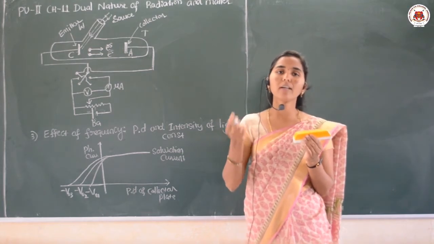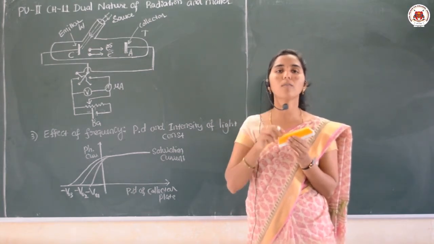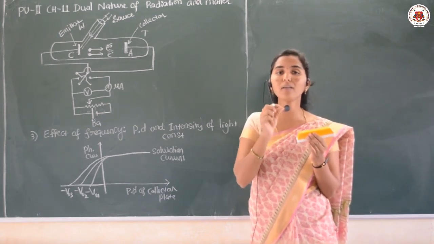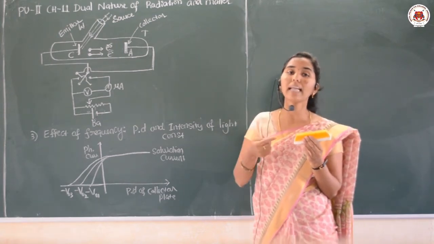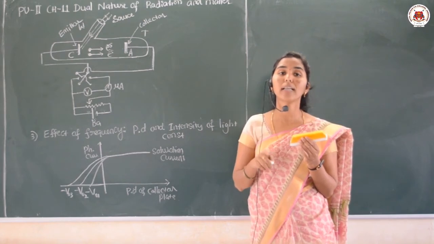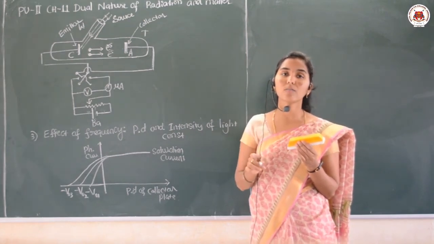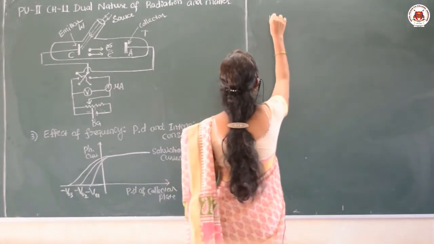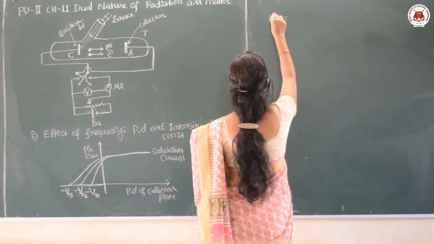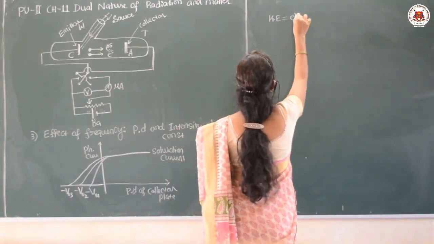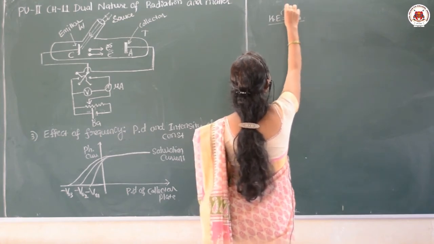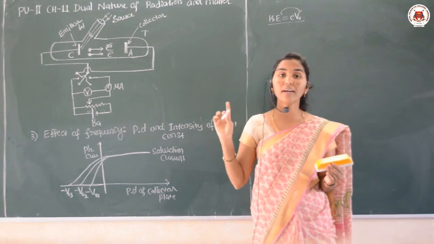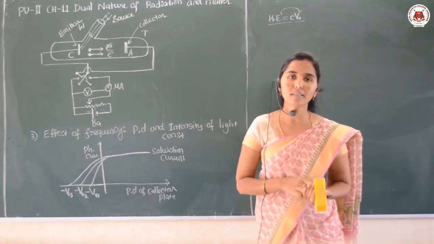Then if you incident a radiation of a higher frequency, immediately we can observe that the kinetic energy of the photoelectrons increases. And just now I have given a relation: if the kinetic energy of the photoelectron is increased, then definitely what will increase here? The stopping potential of the photoelectron also increases.